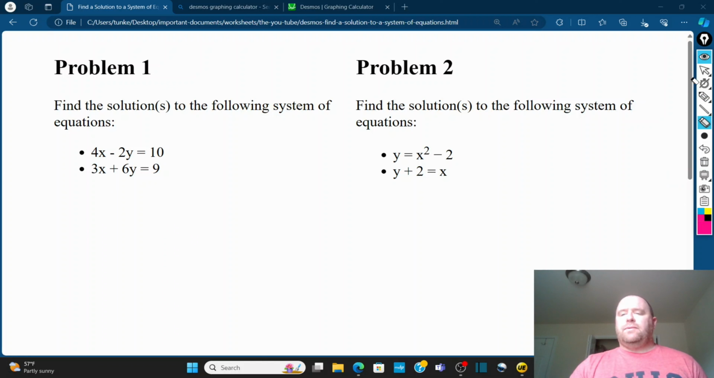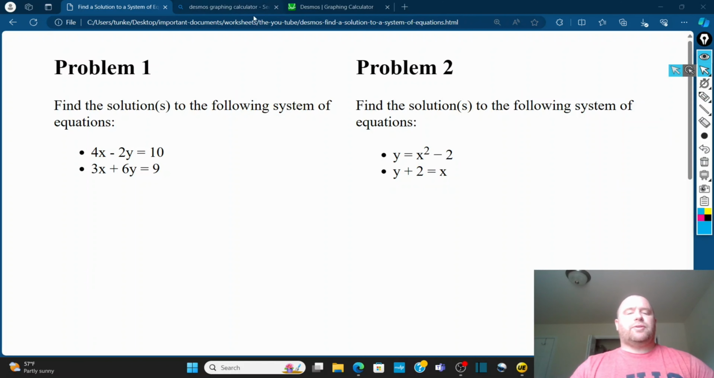So next one we have here is one equation that I'm underlining in pink, y equals x squared minus 2. That's a parabola, quadratic equation. And then we have a linear equation, y plus 2 equals x. And in this case, it says find the solution or solutions to the system of equations. I'm going to think that the line's probably going to cross the parabola twice, but let's find out.